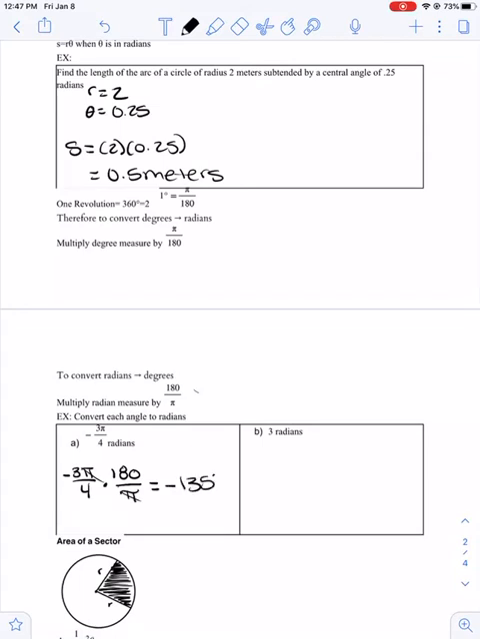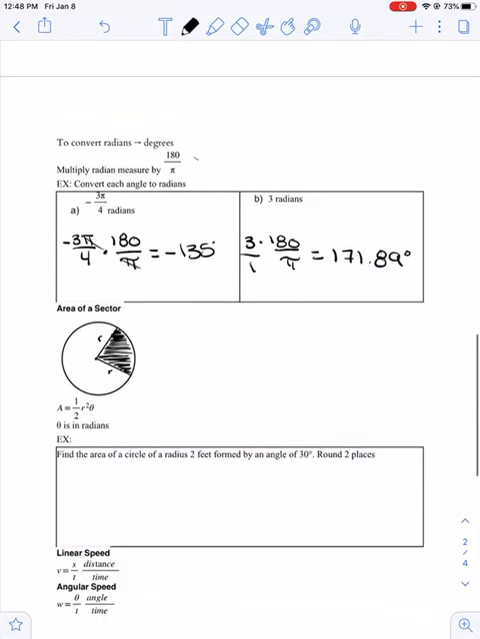Okay, again, this time we have 3 radians, but we're still going from radians to degrees. So again, multiply by 180 over pi. So 3 times 180 over pi. It helps me to have both as fractions, so I'm going to put the 3 over 1. We're not going to say 3 times 180 divided by pi. We're actually going to plug in pi in the calculator and get a number. And this gives us 171.89 degrees.